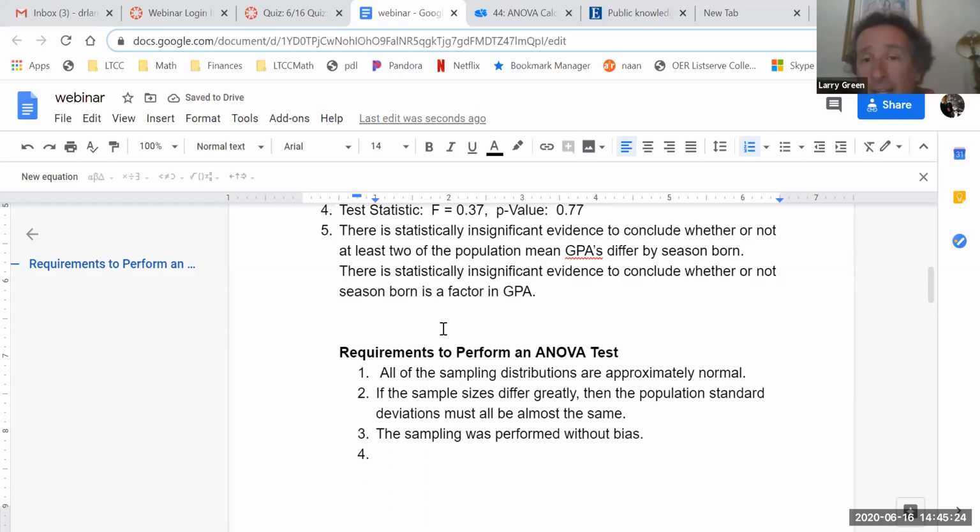Okay, if you have bias, you can't do any statistics in anything. Hopefully you're used to that by now, right? But that's always an assumption. Whether it's project 1 or project 2 or this ANOVA we're talking about, you can't have bias. Okay, if you have bias, then it's useless. Okay, any questions on that? Okay, another one.